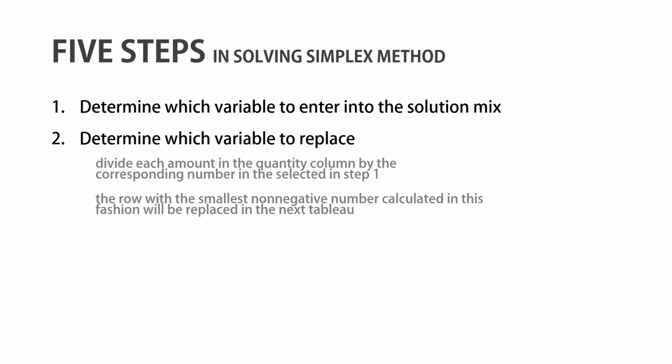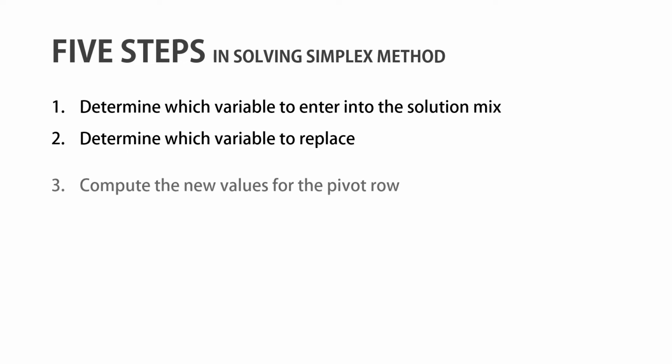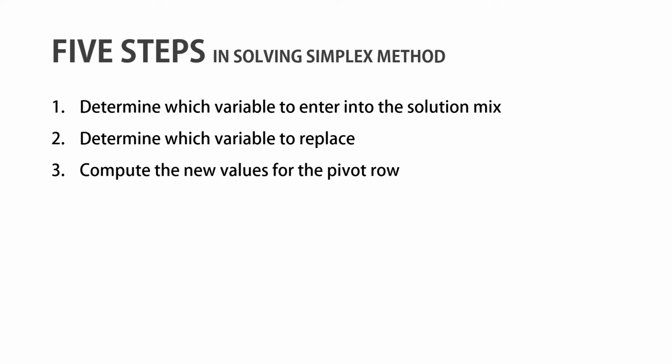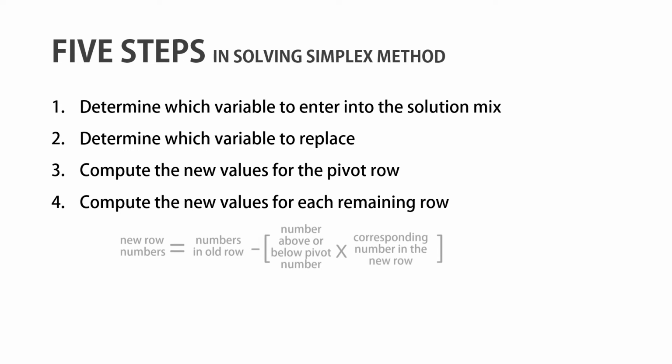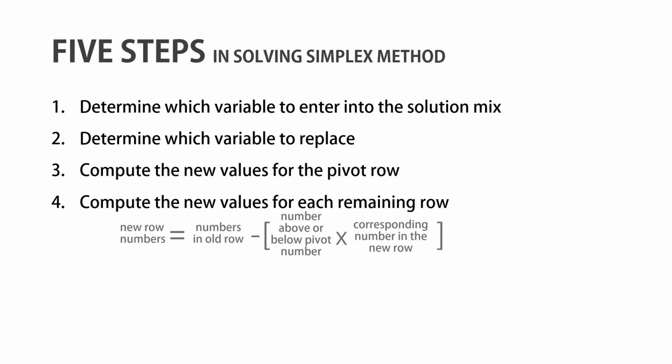Third, compute the new values for the pivot row. To do this, we simply divide every number in the row by the pivot number. Fourth, compute the new values for each remaining row. All remaining rows are calculated as follows. New row numbers equal numbers in old row minus number above or below pivot number times corresponding number in the new row. That is the row replaced in step 3.